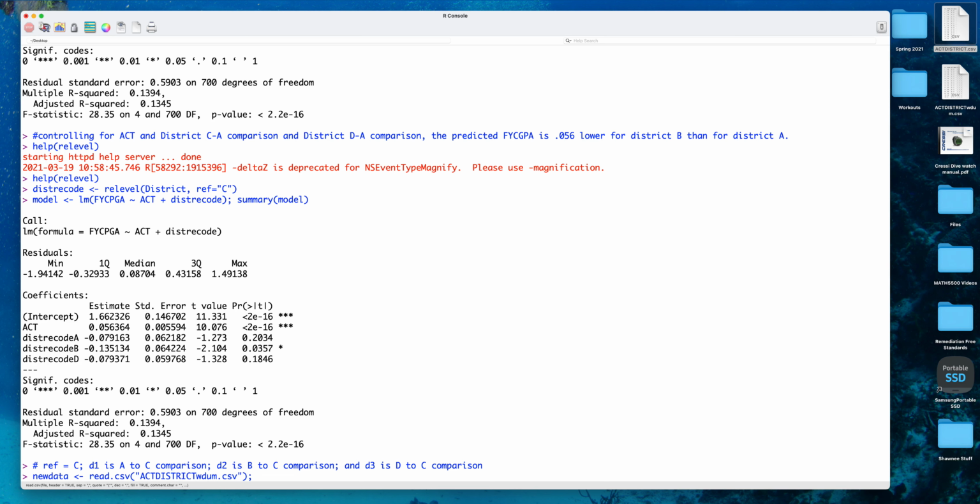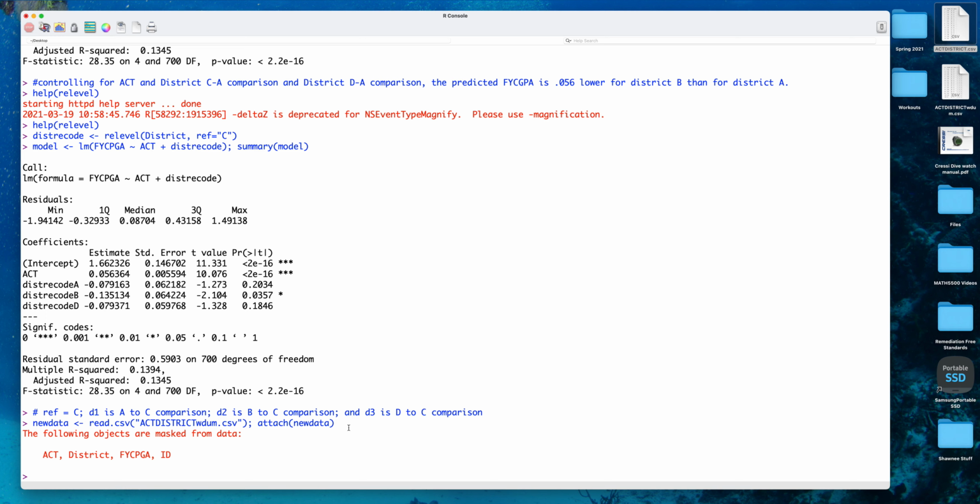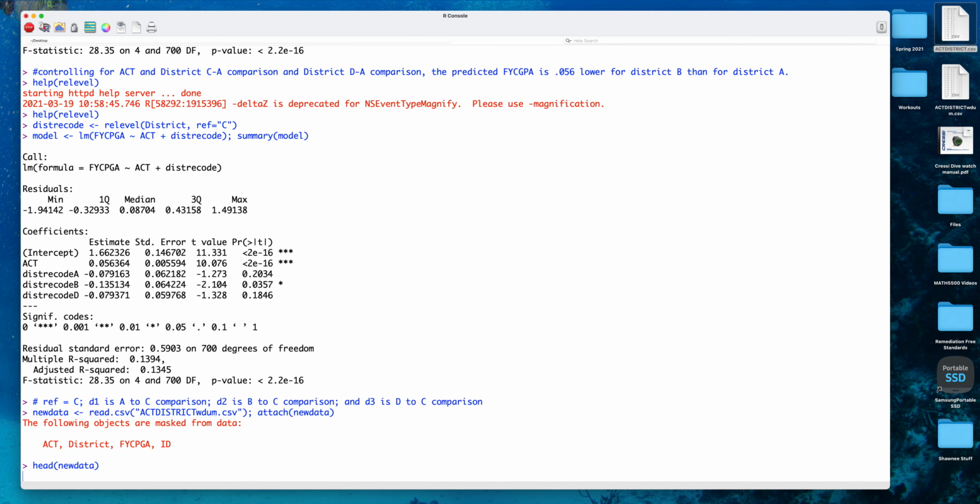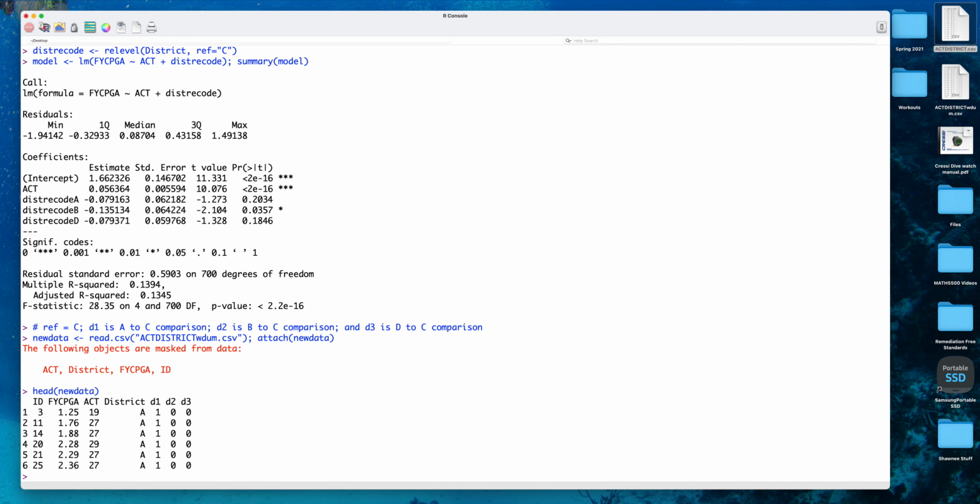So when it comes to the following objects are masked message, what that tells you is that these variables are kind of put on hold, if you will, because they were used in a data set that was previously attached. So typically, a red warning from R means we've done something wrong, but we haven't here. I just want to take a look at the new data, and you can see that we have our dummy variables now.